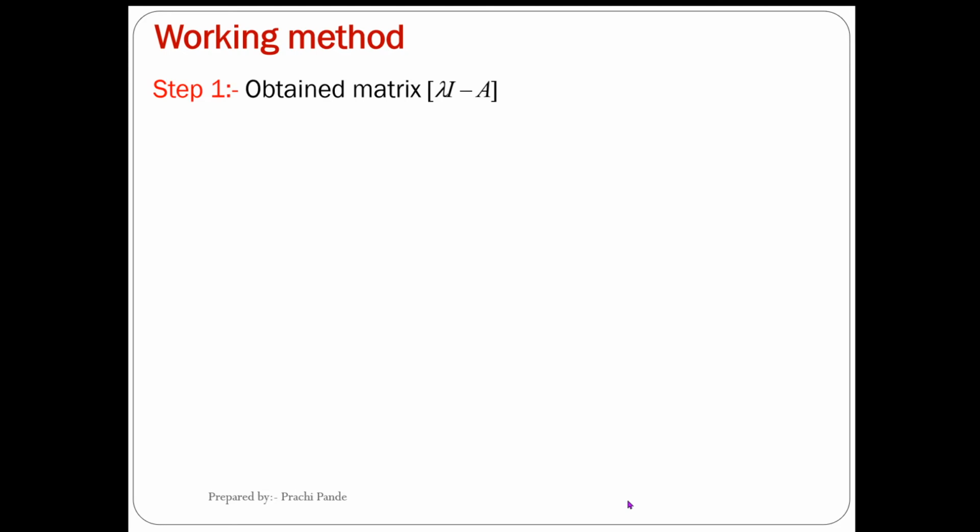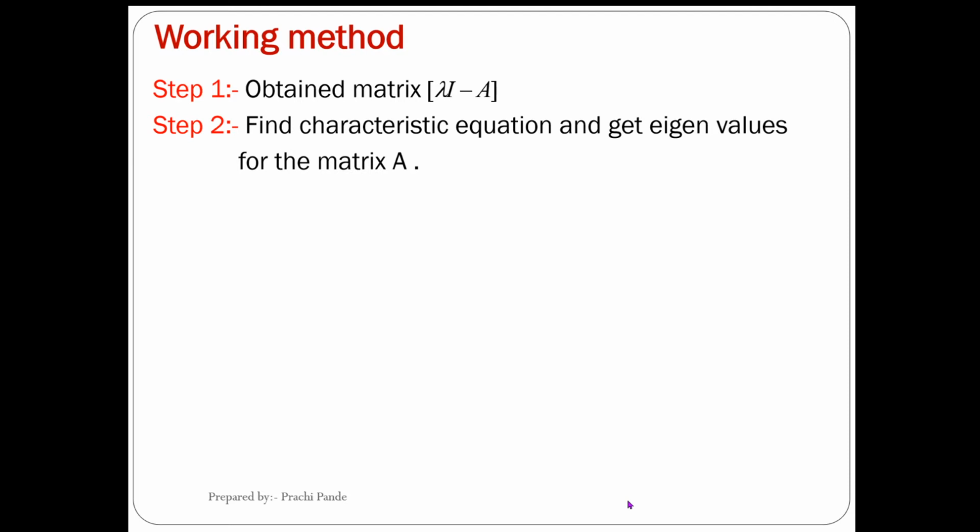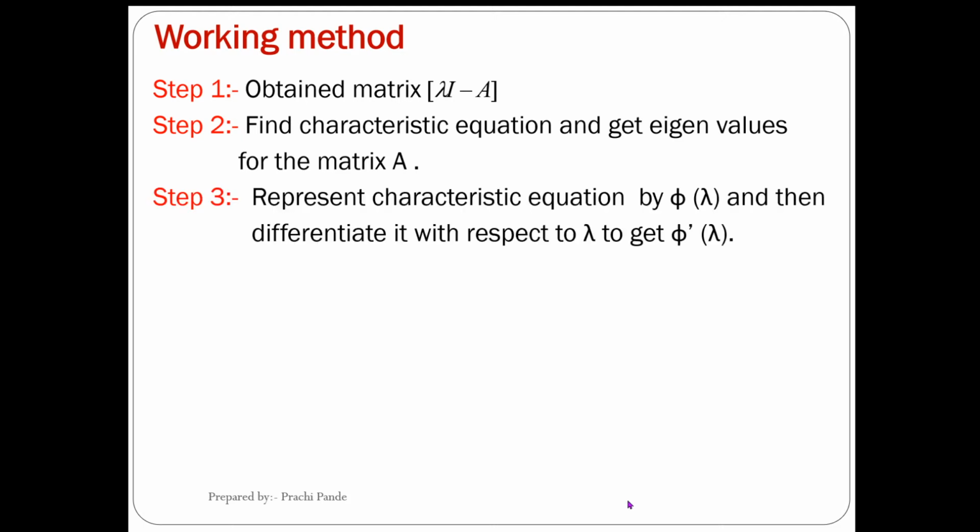Now the working method. In step number 1, you have to obtain the matrix lambda I minus A. In the case of eigenvalues and eigenvectors, we used to find the characteristic equation by taking the determinant of the matrix A minus lambda I. But with the Sylvester theorem, first we have to obtain the matrix lambda I minus A and then find the characteristic equation by equating determinant of lambda I minus A with 0 and get the eigenvalues for the matrix A. In step number 3, represent the characteristic equation by phi of lambda and then differentiate it with respect to lambda to get phi dash of lambda.